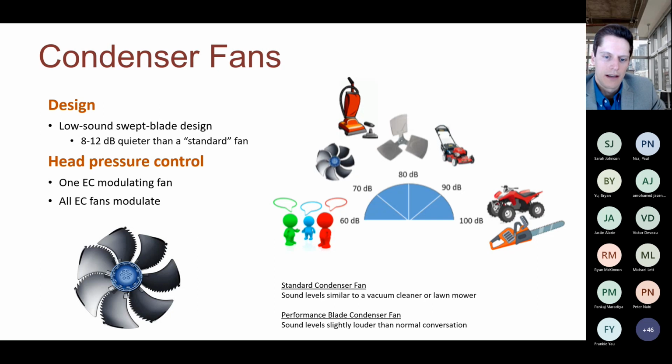We've got a relative scale of decibels, from conversation up to a chainsaw. And the industry standard for many years, the paddle condenser fan, is about 80 decibels. Those performance blade condenser fans are much quieter now. Sound isn't going to apply to every job. Some jobs, sound's not a big deal, but it seems like more and more these days, sound's becoming a big deal, and people want quieter and quieter equipment.